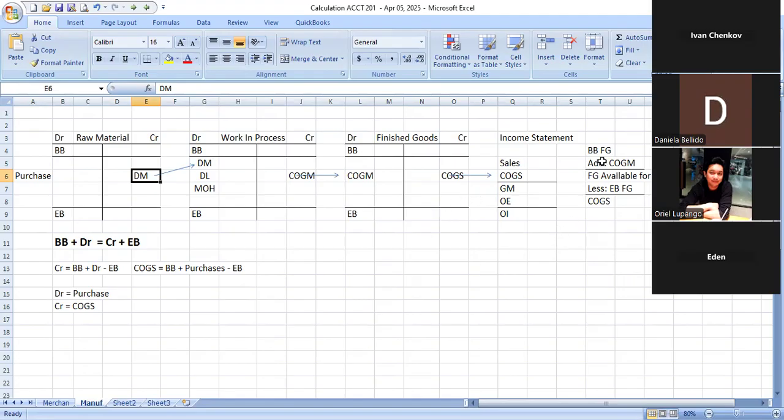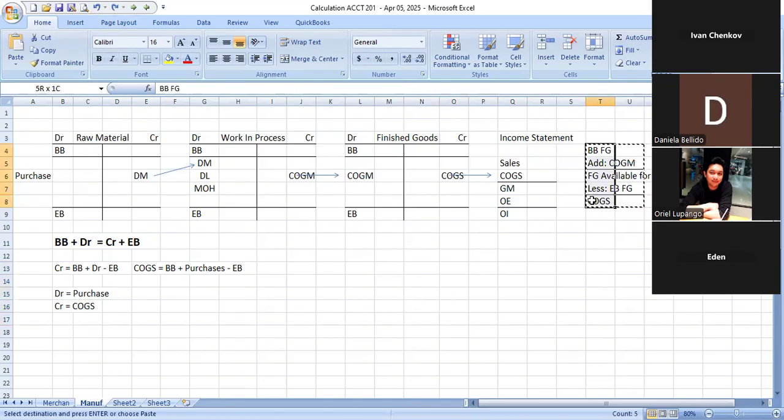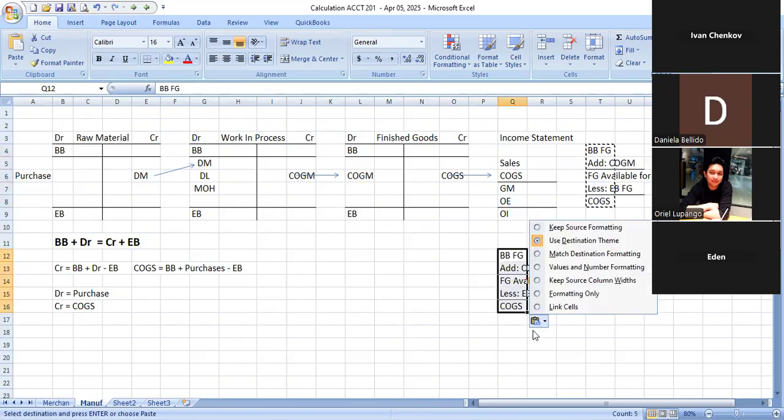So again, the objective is to find how much the cost of goods sold is. That's our objective. Let's copy it here. Instead of cutting it, I'm going to copy it and paste it here. This is our objective, people, to find cost of goods sold.